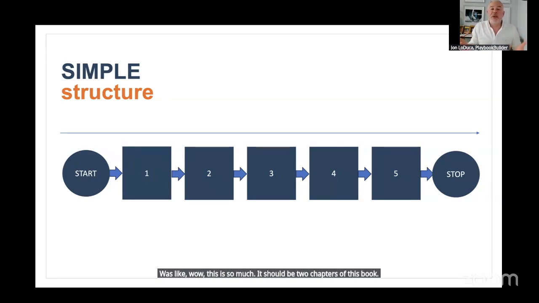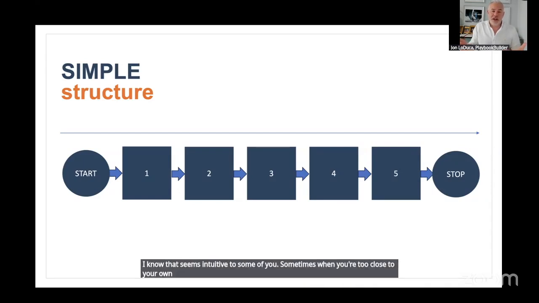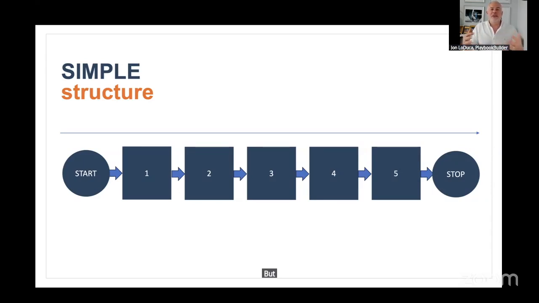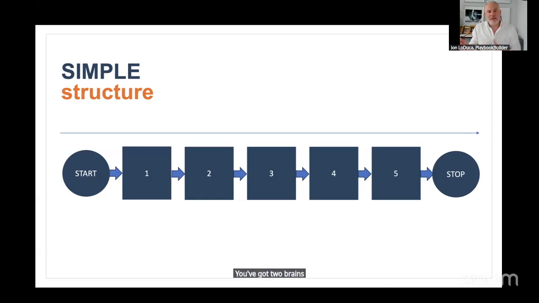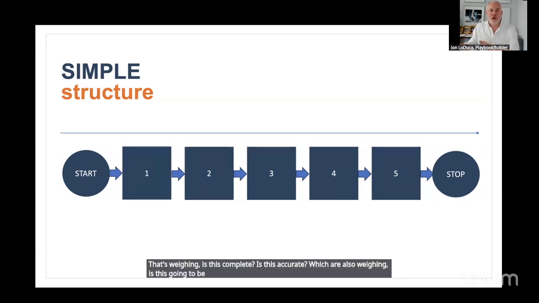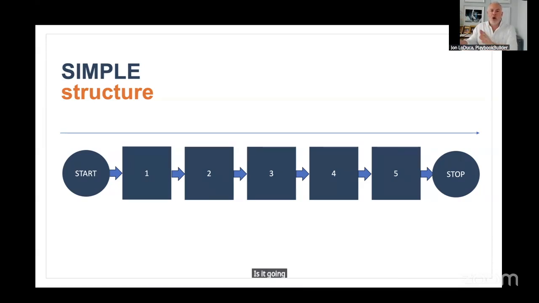I know that seems intuitive to some of you. What sometimes, when you're too close to your own stuff, it's actually challenging. But just keeping the loose aspect of back and forth while you're working through the volume of information you're unpacking, that's the best way to navigate this because, of course, you've got 2 brains when you're making a process. There's the engineer part of your brain that's weighing, is this complete? Is this accurate? But you're also weighing, is this going to be consumable by my learner? Is it going to be just a wall of information, or should I break this down into smaller bits?